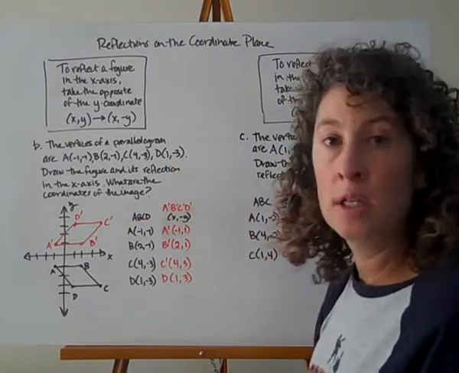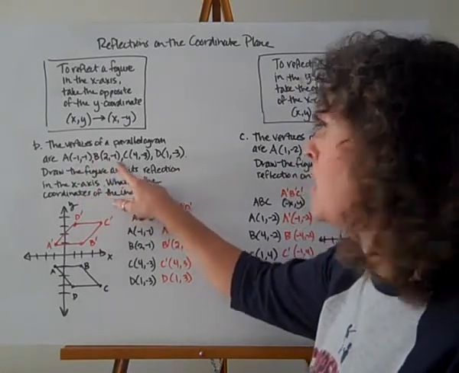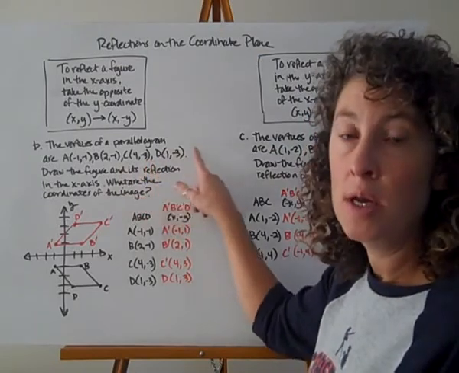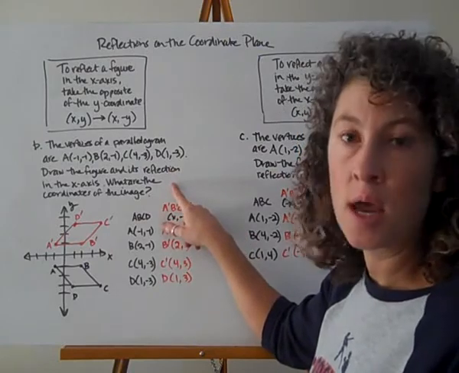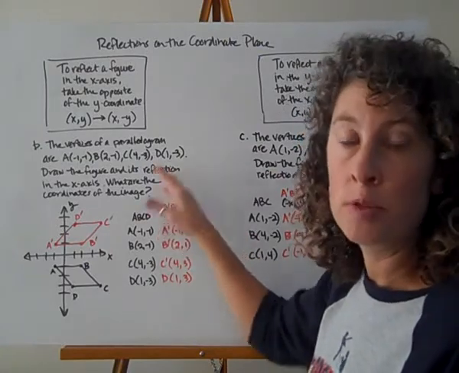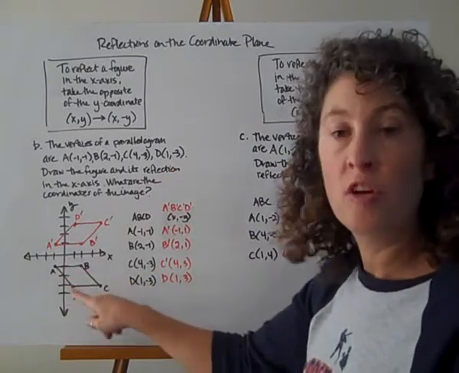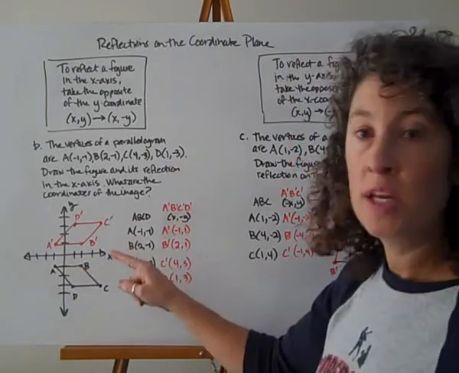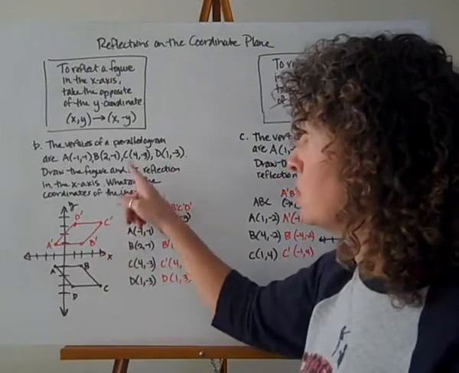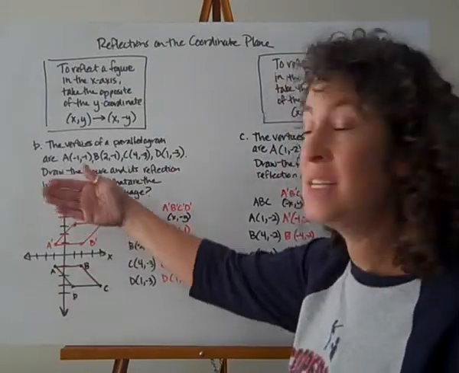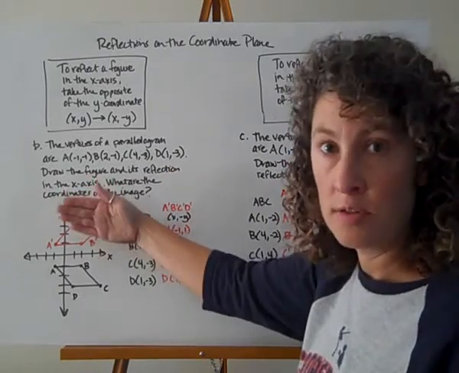The vertices of a parallelogram are A is -1, -1, B 2, -1, C 4, -3, and D 1, -3. Draw the figure and its reflection in the x-axis. What are the coordinates of the image? Remember, the image is our new figure. So if I draw my first figure, here's my first figure of my parallelogram. I drew that out. If I think about a reflection, I am going to move everything the same distance from the x-axis. We're reflecting over the x-axis. It's going to be the same distance from the x-axis, just on the other side of my axis, so the other side of the coordinate plane here.